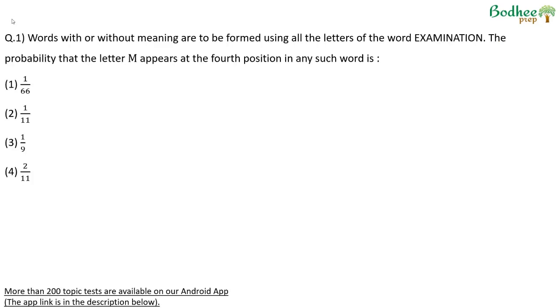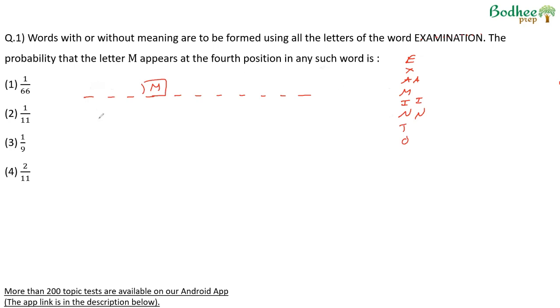Now, if you look at the questions, question 1 says, words with or without meaning are to be formed using all the letters of the word examination. These are the alphabets: 1, 2, 3, 4, 5, 6, 7, 8, 9, 10, 11. A, I, N repeat. The probability that the letter M appears at the fourth position. 1, 2, 3, 4, M is fixed here, 5, 6, 7, 8, 9, 10, 11.